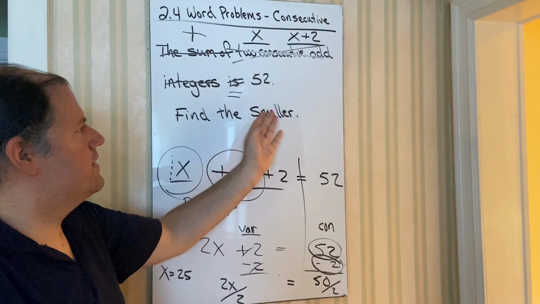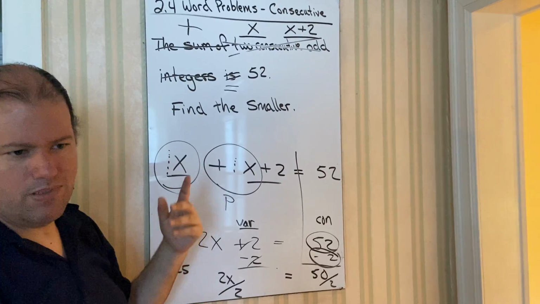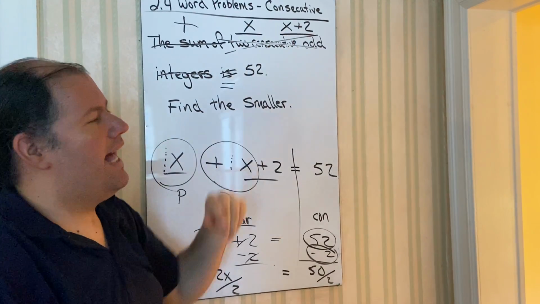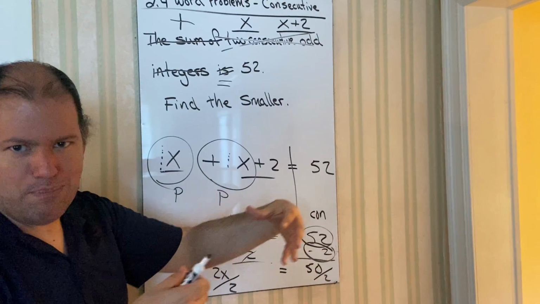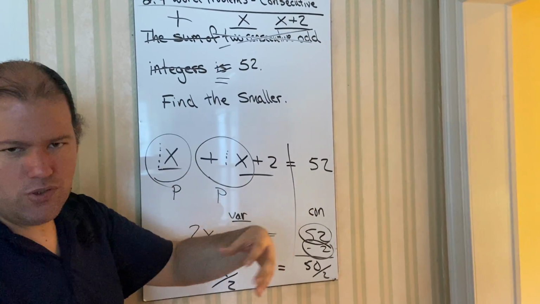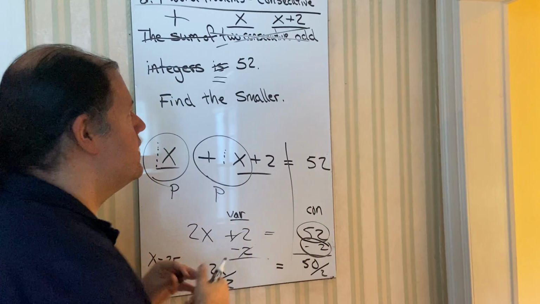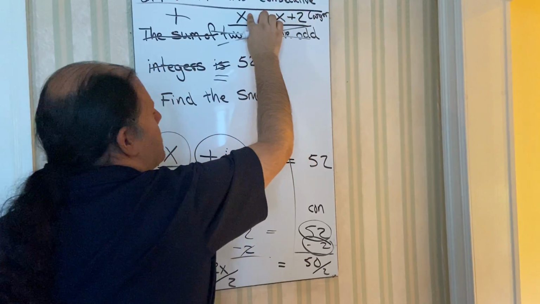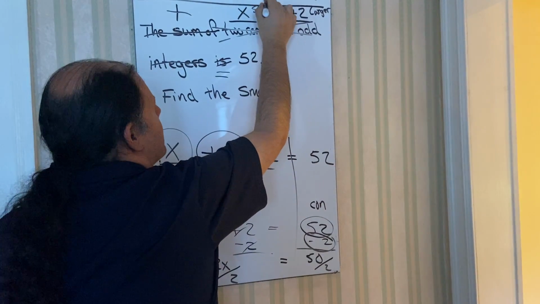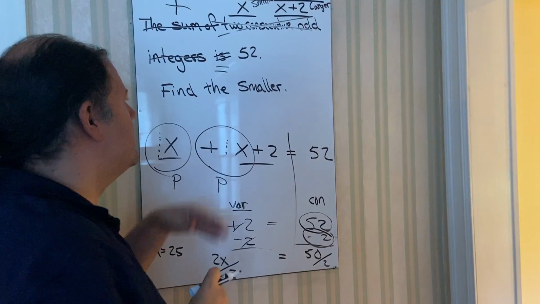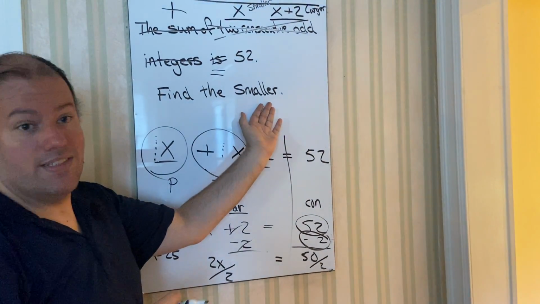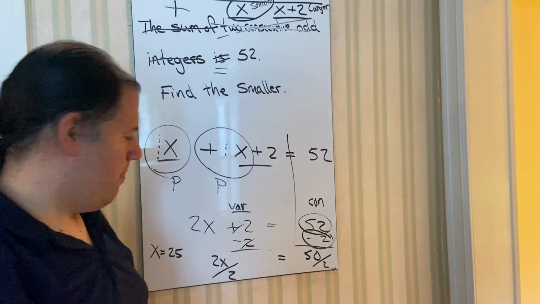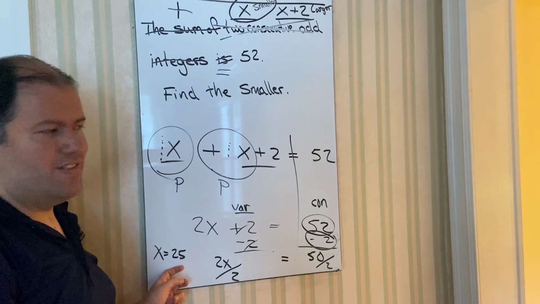You were asked to find the smaller. Now you might not realize which of these two guys are smaller, so let's think about it. Anything that you add a positive number to, you're making it bigger. And if I add anything +2, +1, you're making them bigger. So this is larger compared to just a plain x, which would be the smaller size. This says you want to find the smaller size. So all I need to do is find what x is. That's it. What is x? Just 25.